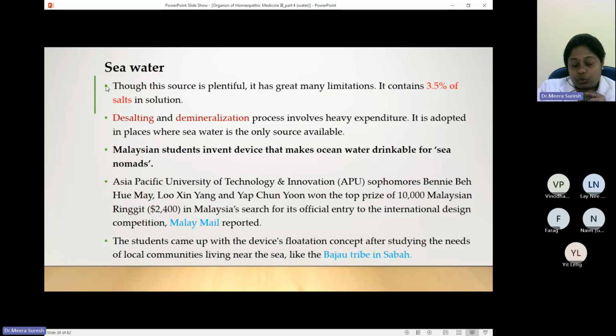So before we use seawater, we have to treat the water by the process of desalination and demineralization so that the excess salt and minerals can be removed. And this is going to be a heavy expenditure. It is adopted in places where seawater is the only source available, like over here, there should be more islands like that where only seawater is available. So they have to go through this process. Otherwise, there is no need.